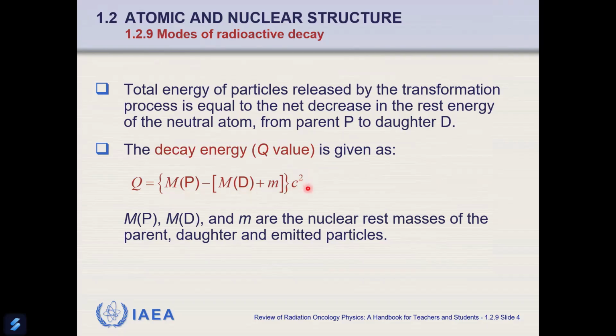Remember, E is equal to mc squared, so E will be equivalent to the Q because it's the energy. So you subtract the masses of the daughter and the emitted products from the parent, and then multiply by c squared to convert to energy. This represents E equals mc squared.